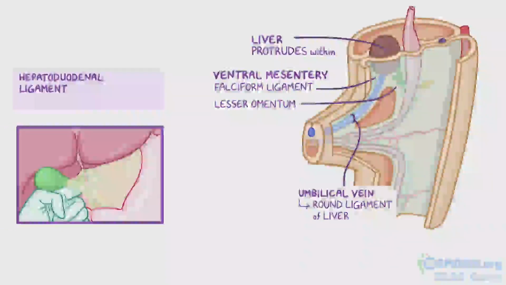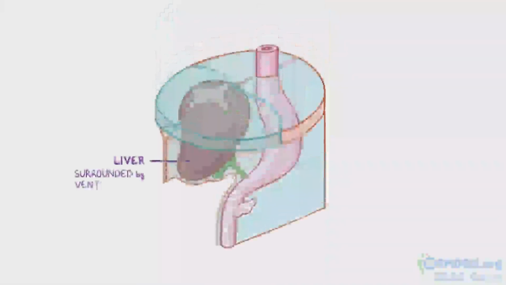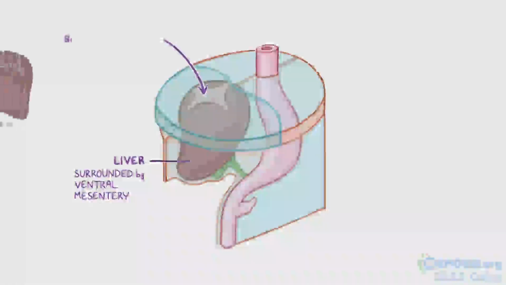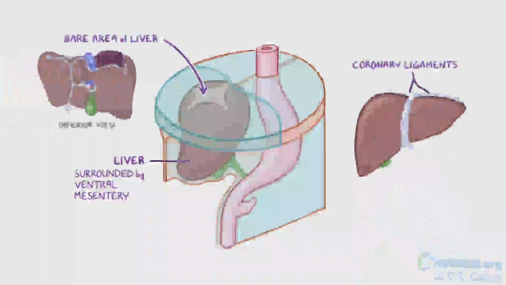The hepatoduodenal ligament contains the vessels coming to and from the liver, known as the portal triad, and extends from the proximal part of the duodenum to the liver. The hepatogastric ligament is the rest of the lesser omentum, connecting from the liver to the lesser curvature of the stomach. The liver is completely surrounded by ventral mesentery, except on its superior surface, where it is in direct contact with the inferior surface of the diaphragm, and this is called the bare area of the liver. Then there are the coronary ligaments, which are the peritoneum reflection from the inferior surface of the diaphragm.